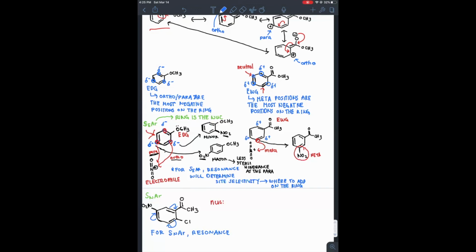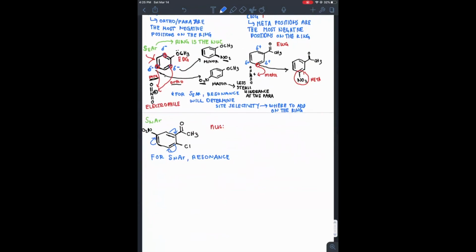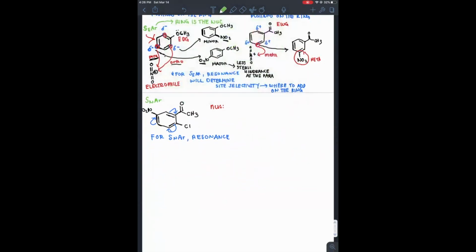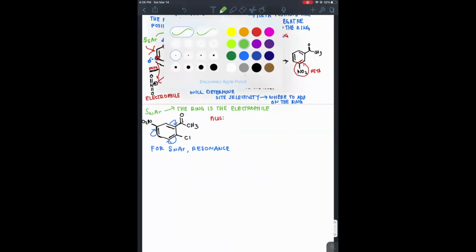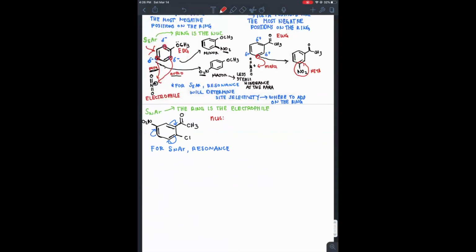Okay, and so let's contrast that with nucleophilic aromatic substitution. In nucleophilic aromatic substitution, the ring is the electrophile. And since this is the electrophile, we want it to be more positive. Given a nucleophile, the nucleophile will attack the area with a leaving group. This is the main difference between electrophilic aromatic substitution and nucleophilic aromatic substitution, in the sense that for SNAr, which is nucleophilic aromatic substitution, we need a leaving group on the ring.